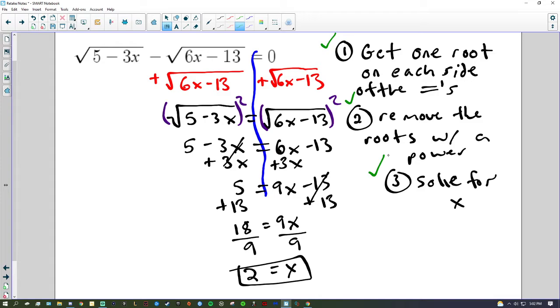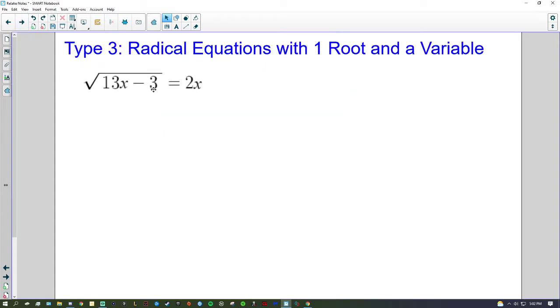Okay, make sure you have all of this done. That is type 2. We have one type left to go, which is type 3, which is going to require some factoring. So hold on tight. Type 3, radical equations with one root and a variable. So here it looks a lot like our first problem. We only have one root, however, we have a variable on the other side. So this is going to make things a little bit different.